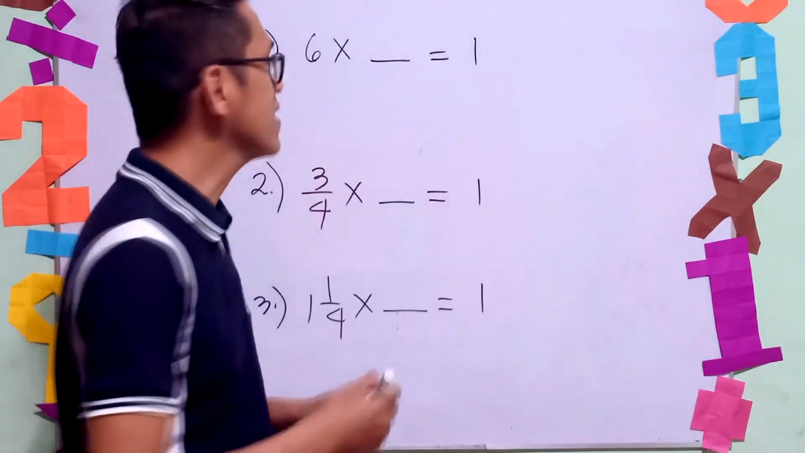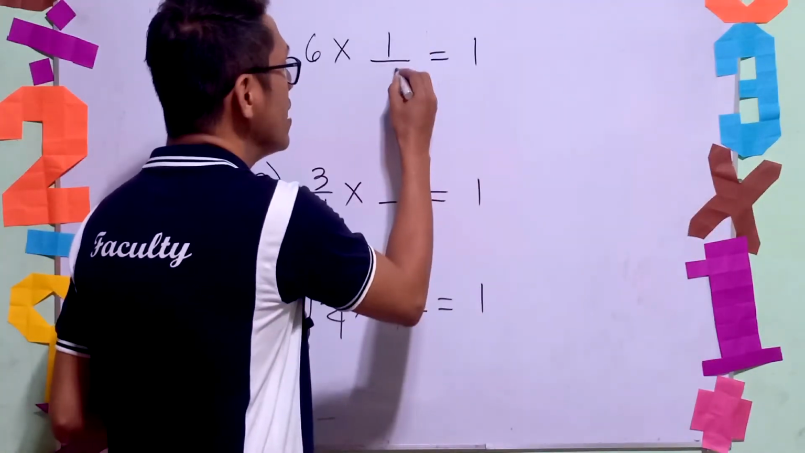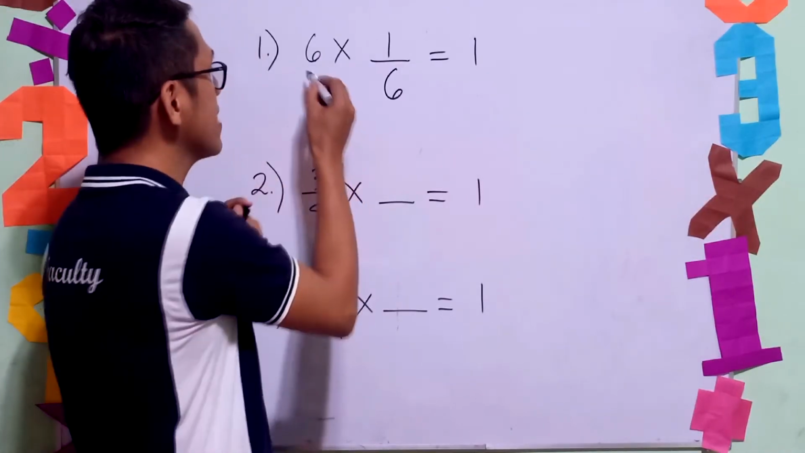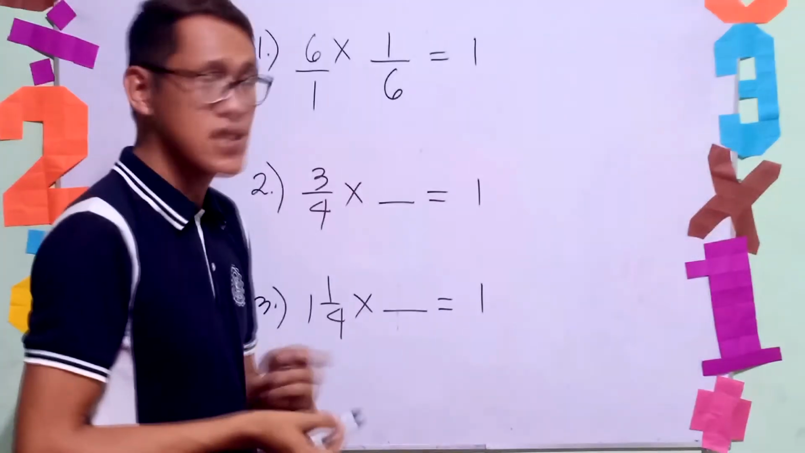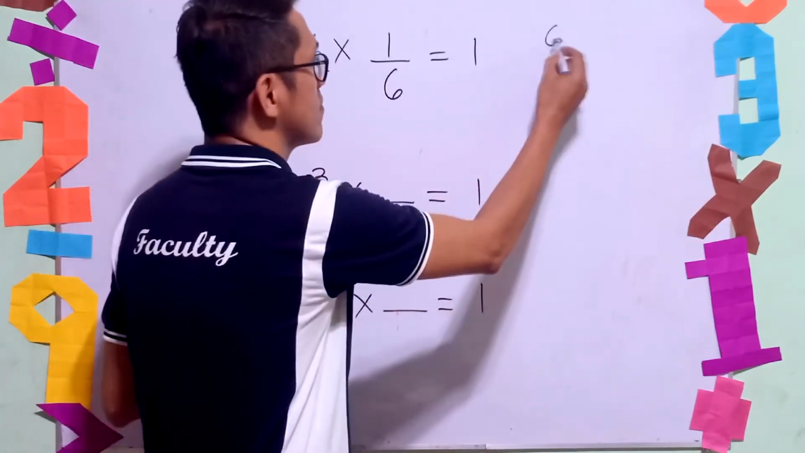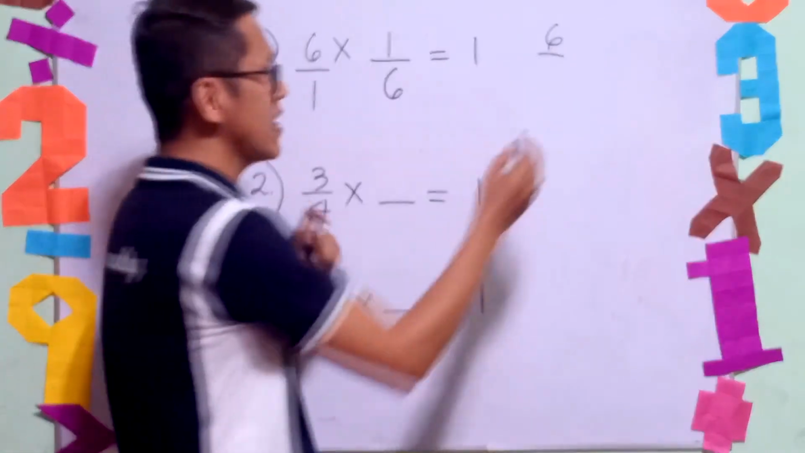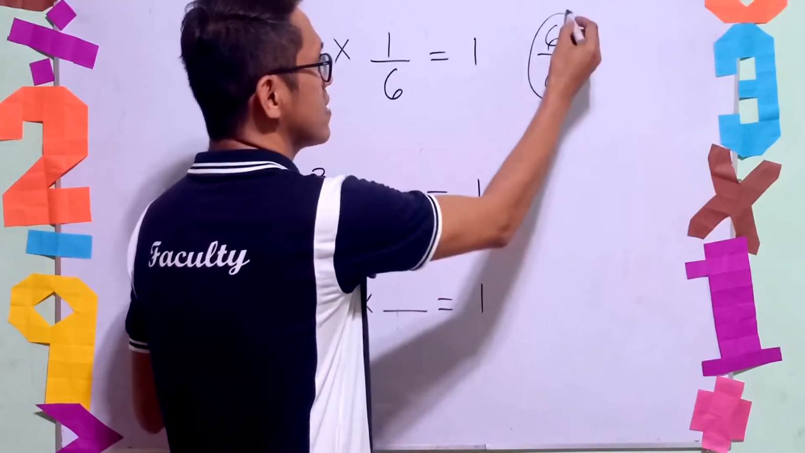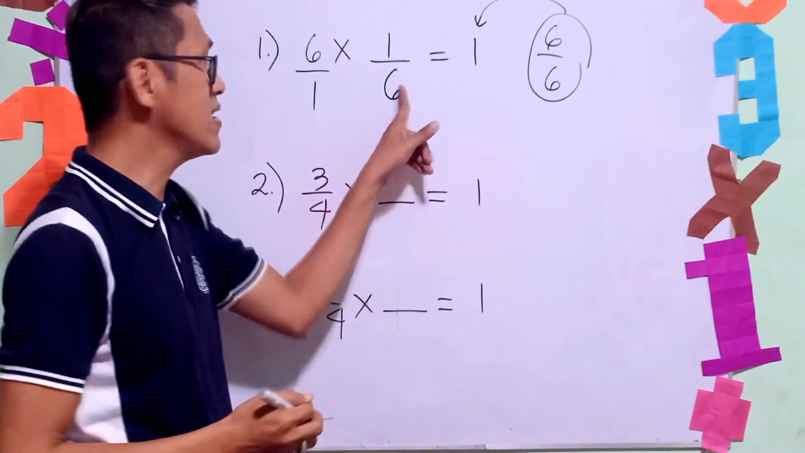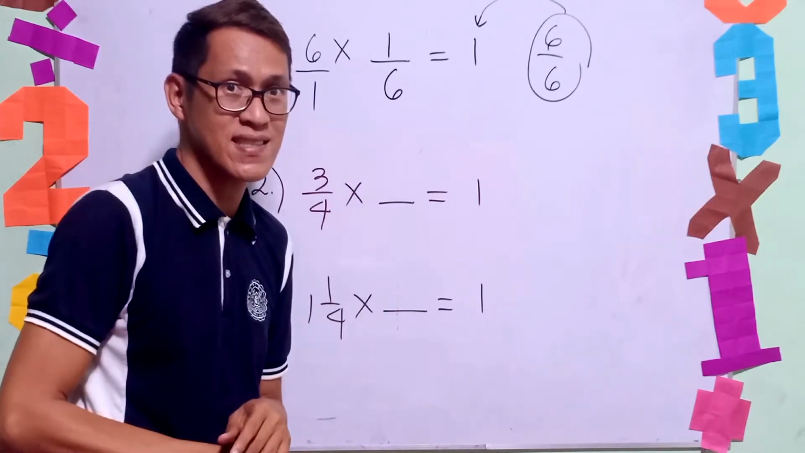Yes, you're right. It's 1 over 6. Remember, this is a whole number. It has a denominator 1. So if you multiply 6 times 1, that's 6, right? 1 times 6, that's 6. 6 over 6 is the same as 1 whole. So again, the missing number here is 1/6.